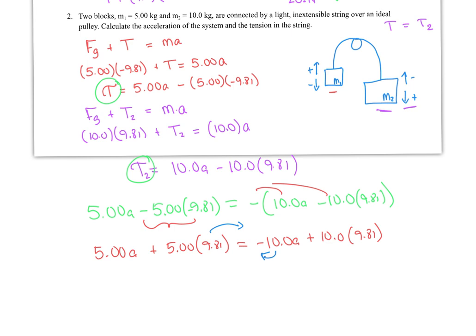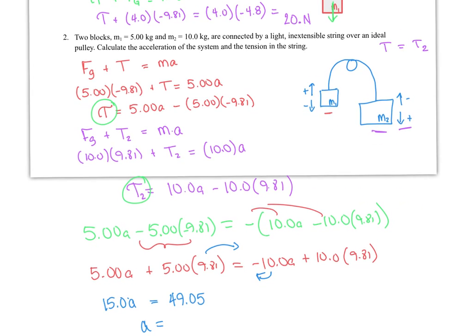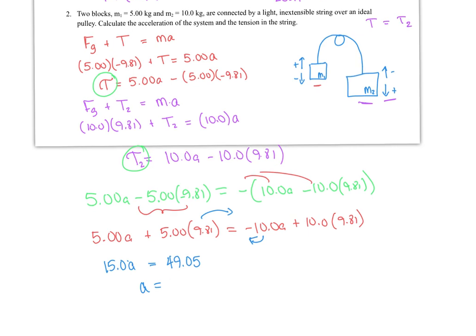All right, so add the 10 over. We have 15a. Subtract the 5 over. We basically have 5 times 9.81 using distribution, right? And then divide by that 15 to solve. So my acceleration, this guy was only 2 significant digits. Was it 2? Nope, 3. 1, 2, 3. 3 significant digits. So we have 3.27 meters per second squared.